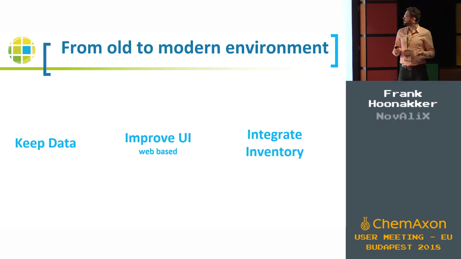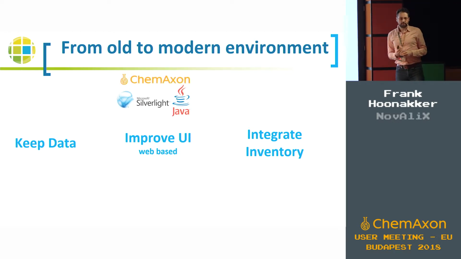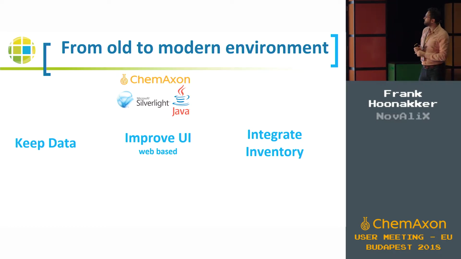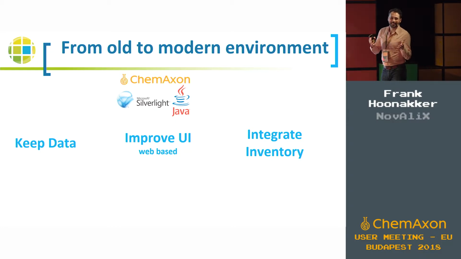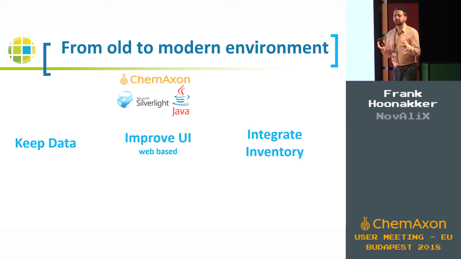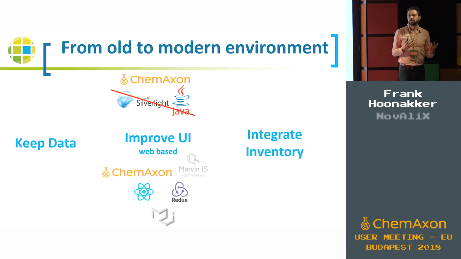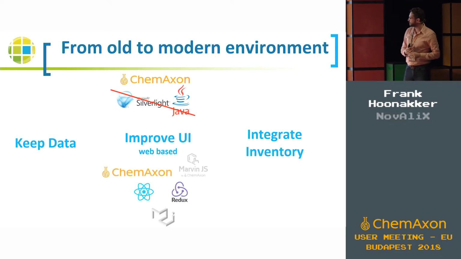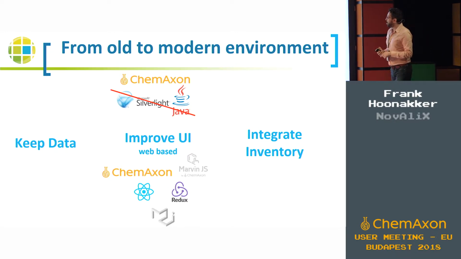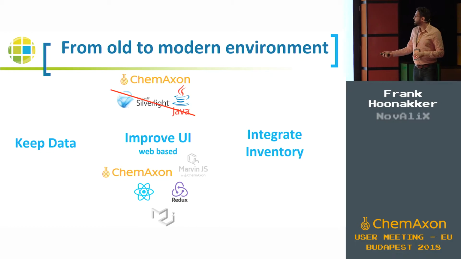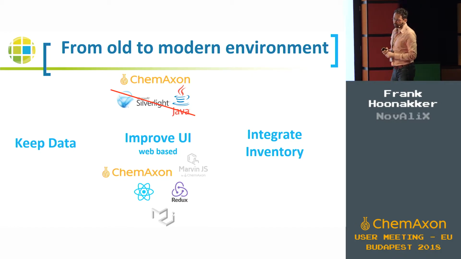So first, the UI. 10 years ago, we were using ChemAxon, okay, because it's a good product, and also Silverlight and Java. But as you know, in new browsers, Silverlight and Java are no longer supported, so we cannot use it anymore. So we have to switch to something more modern. So we still keep ChemAxon, but now by using Marvin.js. And we switch to something like this, perhaps you know, React.js, Redux, and MaterialUI.